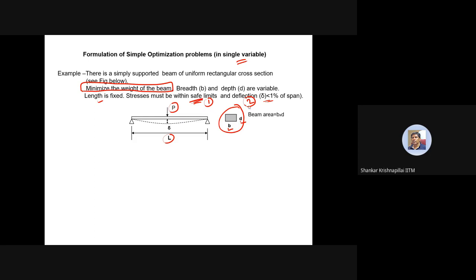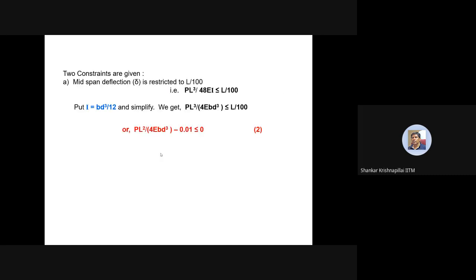So first let us write the expression for objective function. Okay, minimize the weight W. So weight W equal to density into area into length. Okay, so only B and D are variables. Density will be given to you, length will be given to you. It will be fixed. Okay, so this way you can write expression for objective function.